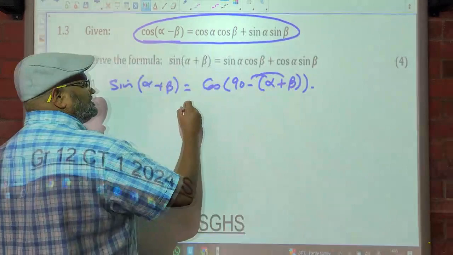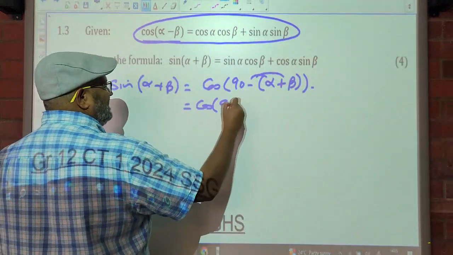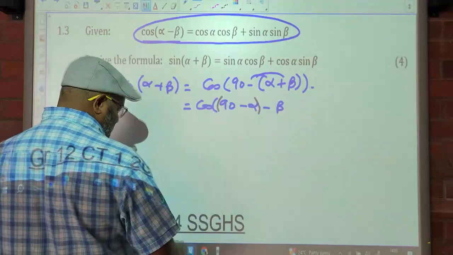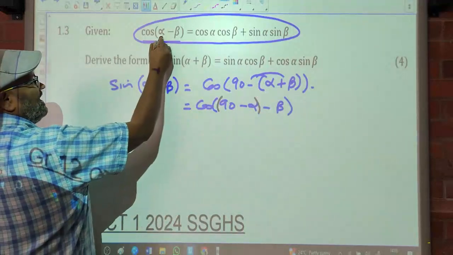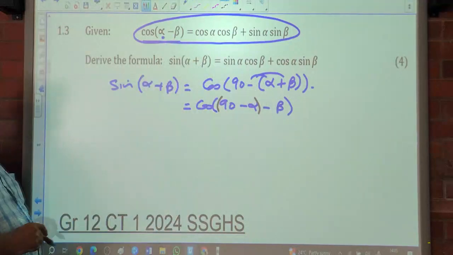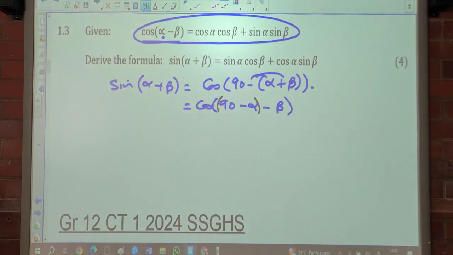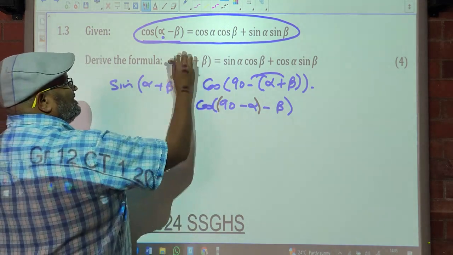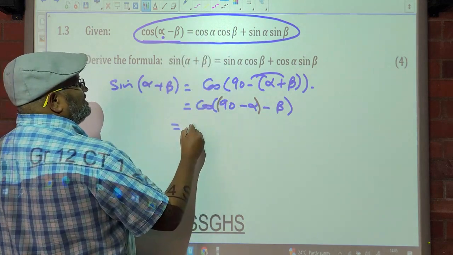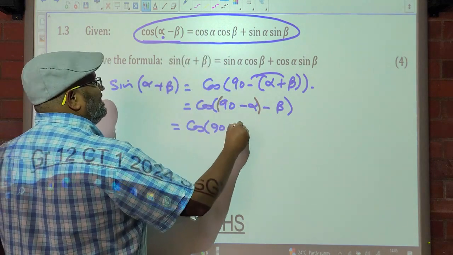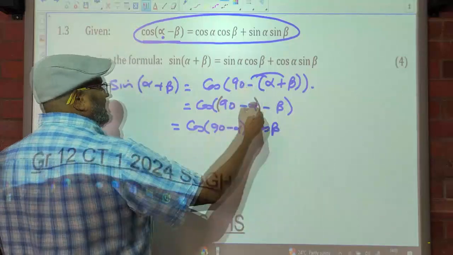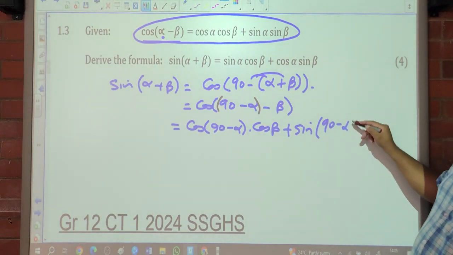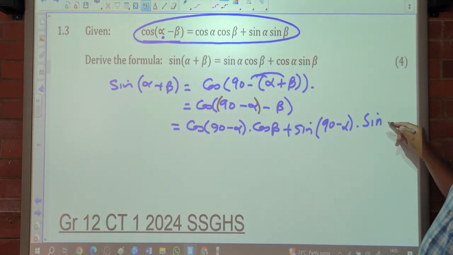First get rid of these brackets. It becomes cos 90 minus alpha minus beta. Now this is my alpha and this is minus beta. So that's now going to give us alpha is now 90 minus alpha. So it becomes cos of 90 minus alpha times cos of beta plus sine of 90 minus alpha times sine of beta.